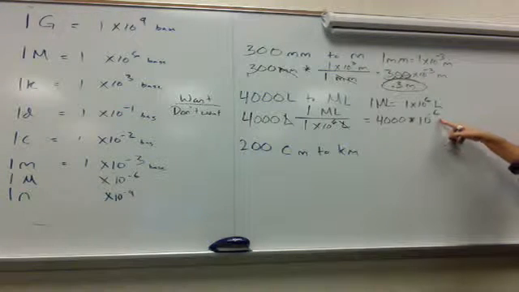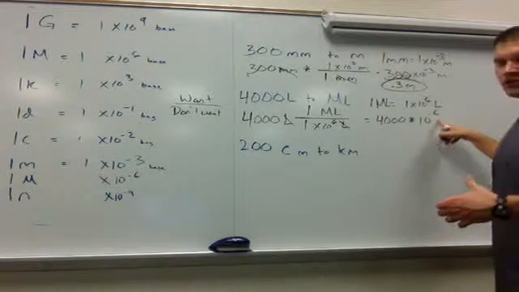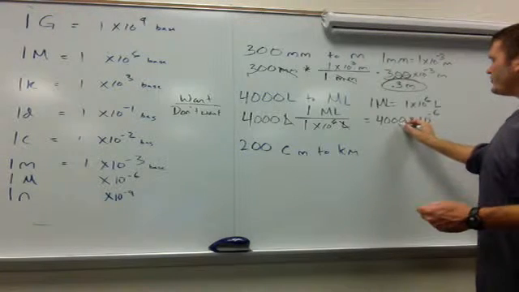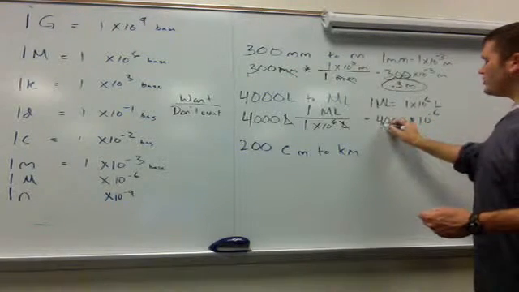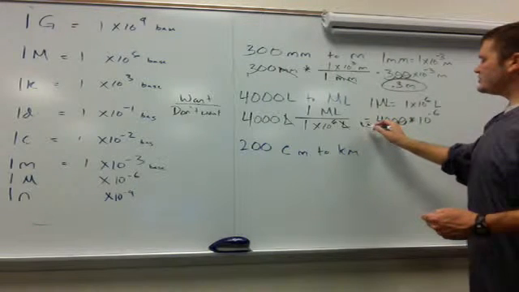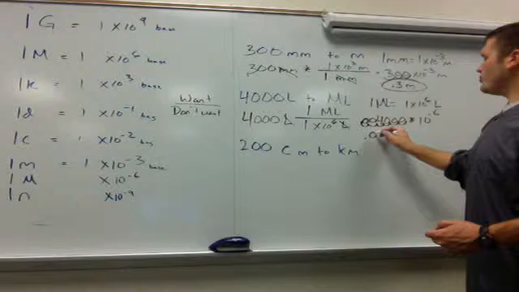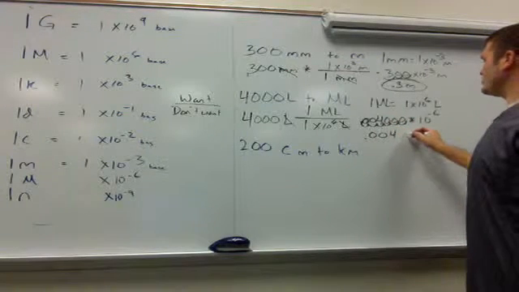Now negative 6, once again, makes my number smaller. So I move 6 spots to the left. 1, 2, 3, 4, 5, 6. So that means I need 2 zeros right here. So my answer is 0.004 megaliters.